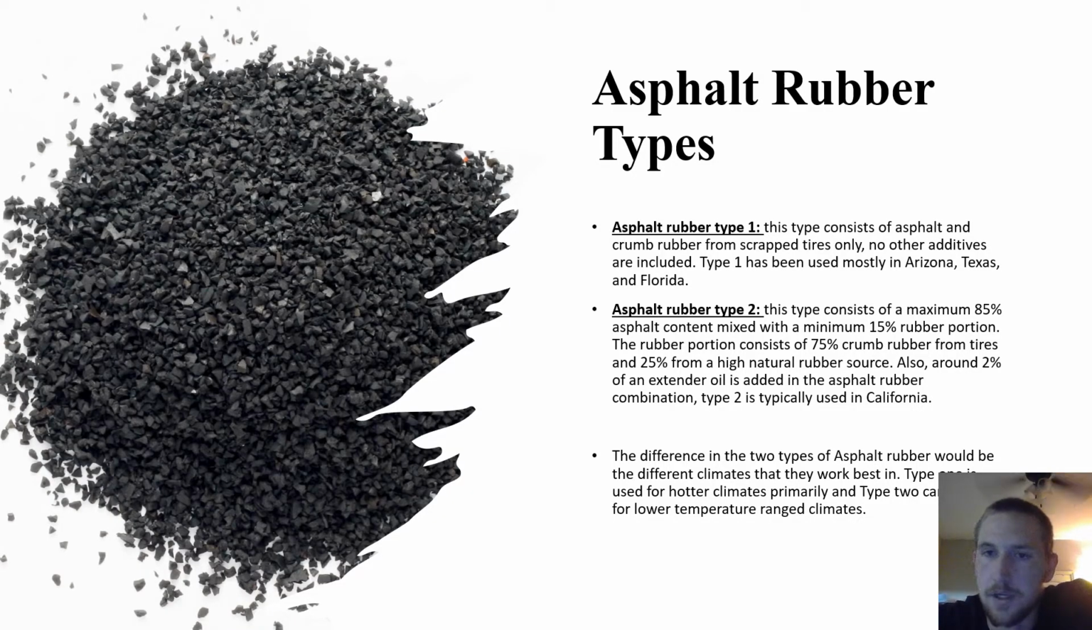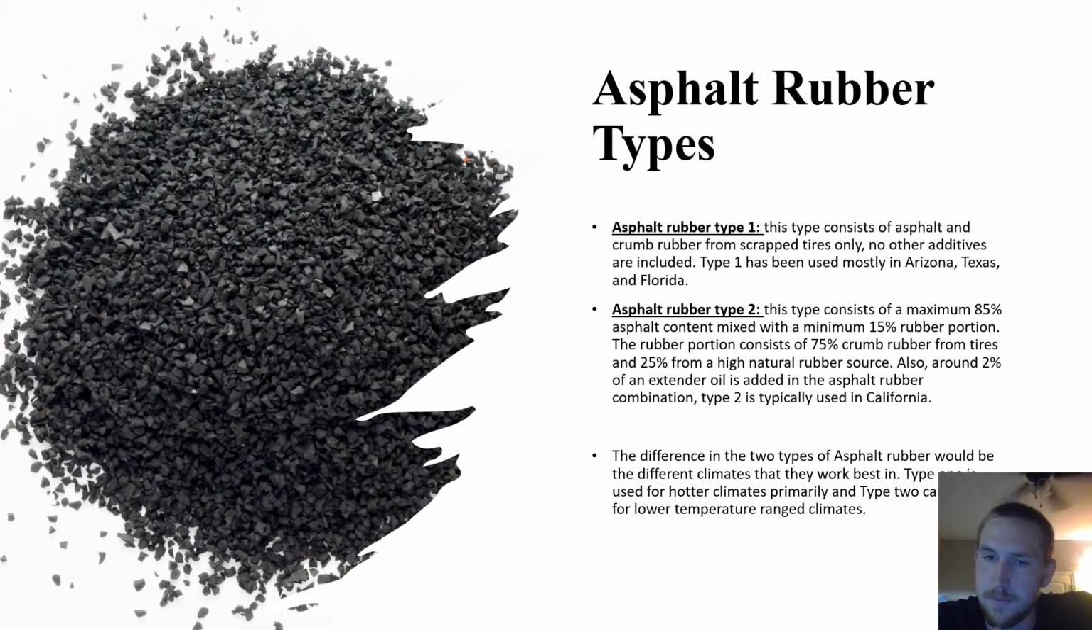Next up is asphalt rubber types. There are two types. Asphalt rubber Type 1 consists of asphalt and crumb rubber from scrap tires only. No other additives are included. Type 1 has mostly been used in Arizona, Texas, and Florida.